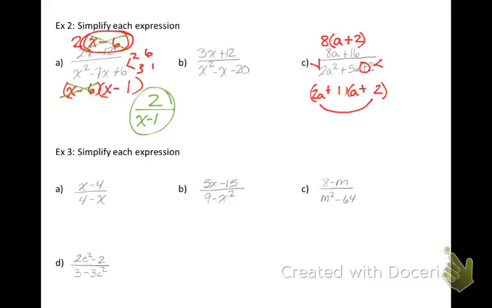Let's try it again. 2 times 2 is what? 4. 1 times 1 is? Does that get me my 5a? Yes. Okay. Now we can reduce. What's on top? That's on the bottom. That's in a set of parentheses. A plus 2 goes away.